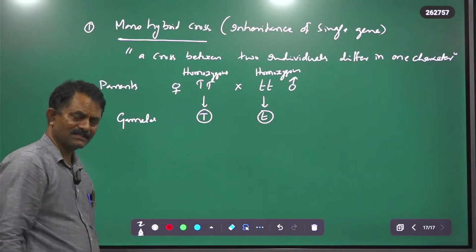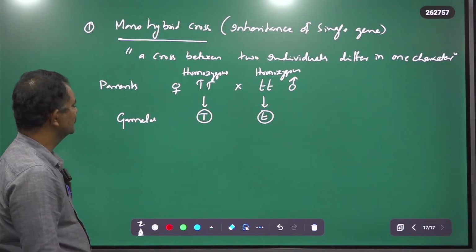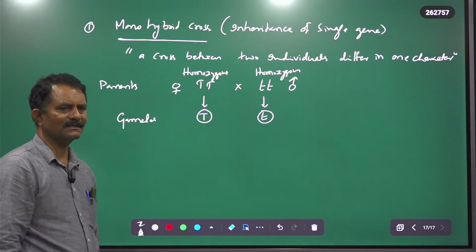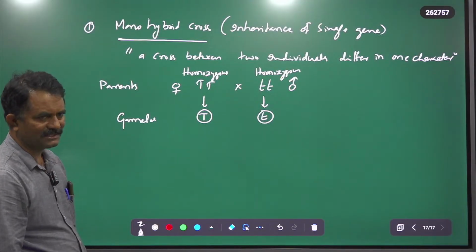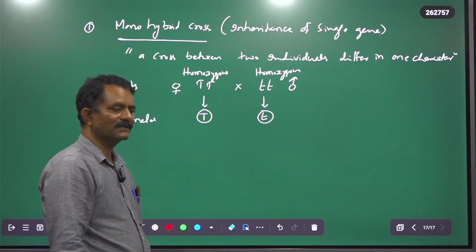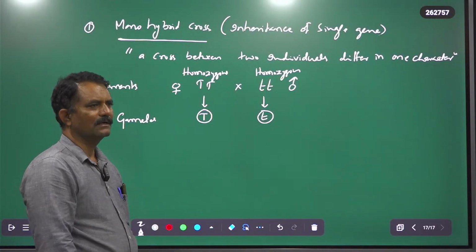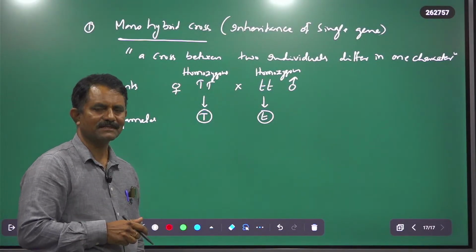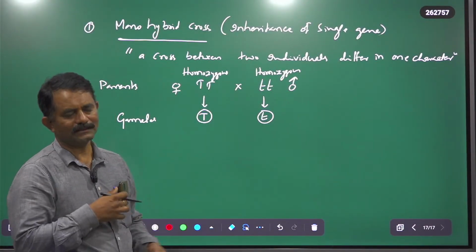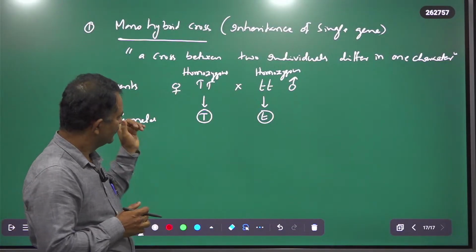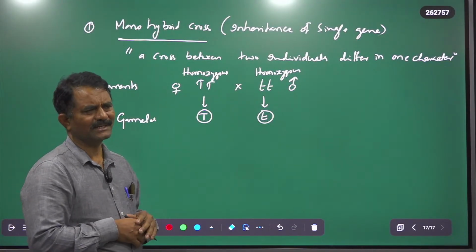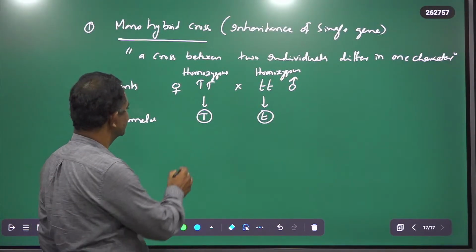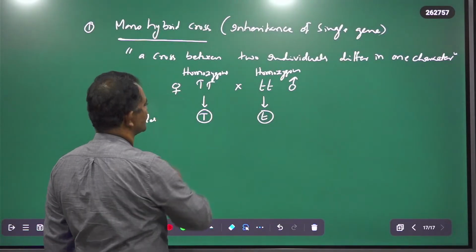Gametes are formed by meiosis. During meiosis, the diploid condition becomes haploid. So gametes always carry only one allele. That is why gametes are always pure. No hybrid condition appears in the gametes, because they always carry a haploid genome, one genome. That is why they are pure. These are the gametes, and this is the parent.